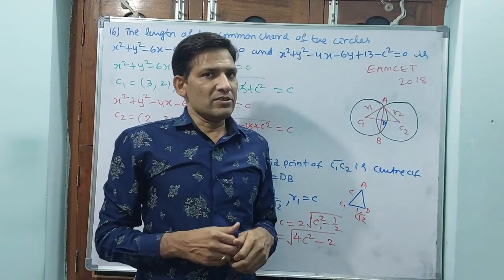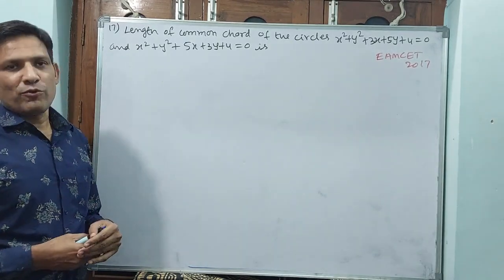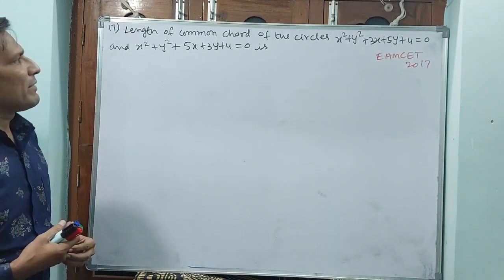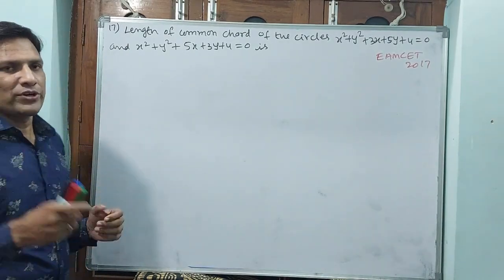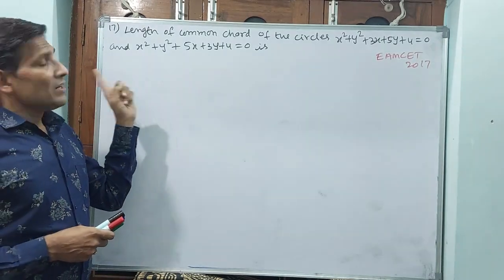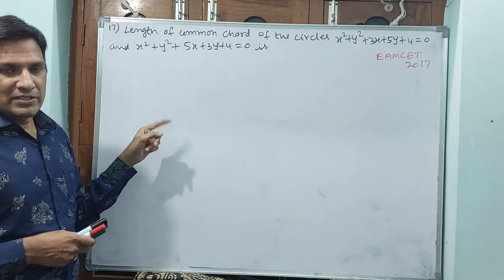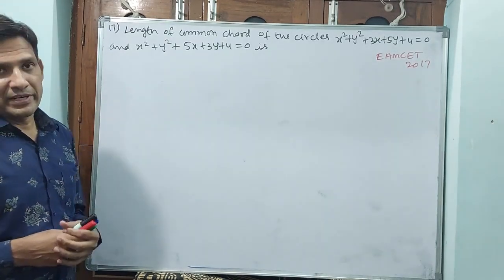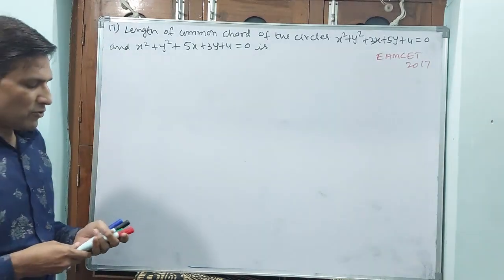Let us go for the 17th question. This is the third type of question for common chord length. I am doing several types of models, that is why you are going to get good experience. The first question in this class was different, and this question is different. You are going to know very well how it becomes different.